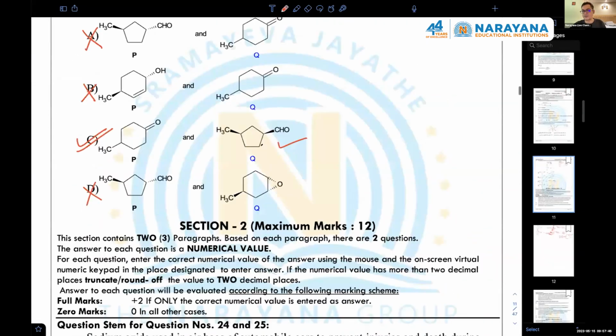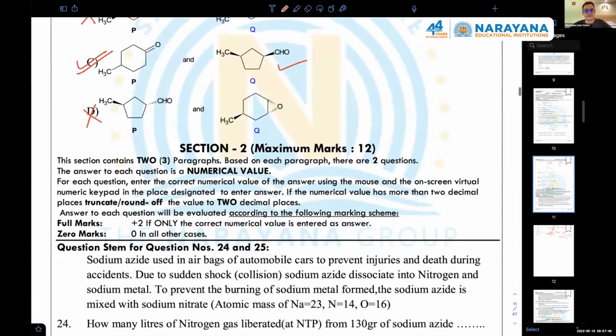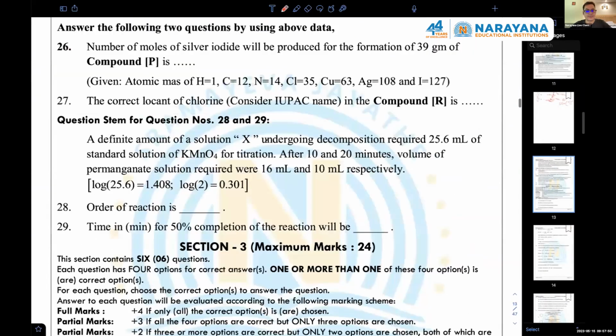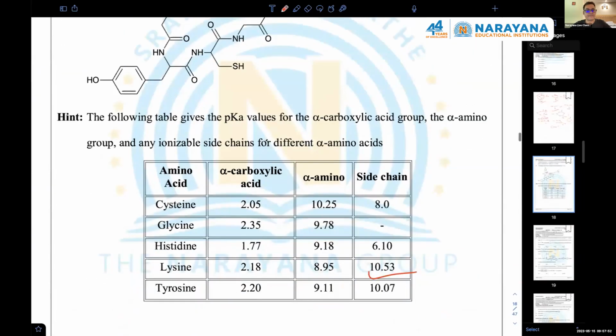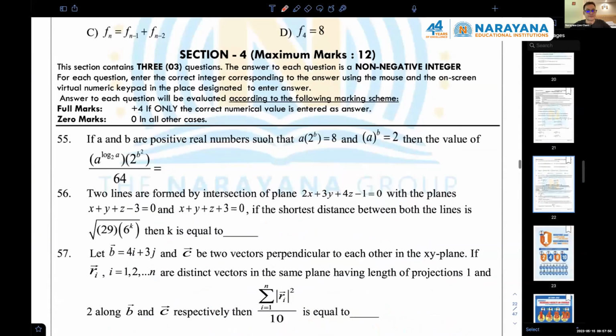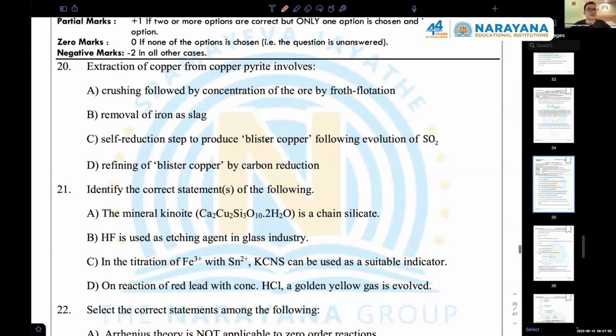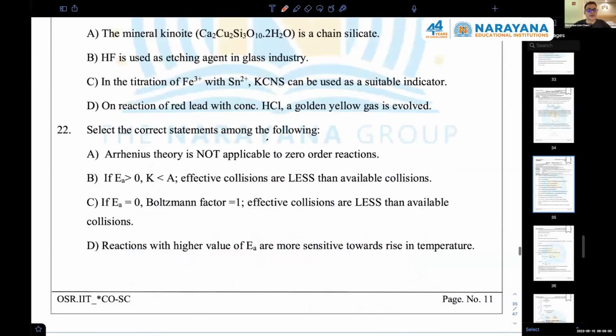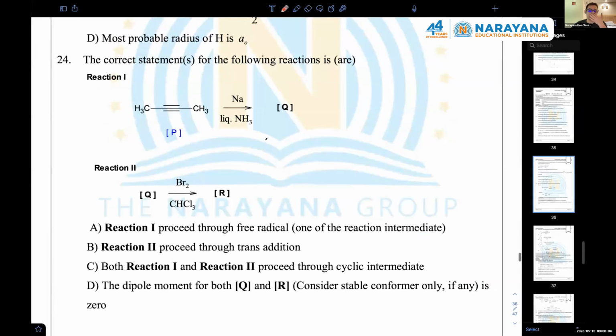Where is the next paper? Chemistry, paper 2. Now I'm discussing, bacho. Paper 2, this question 24, anyone got doubt?